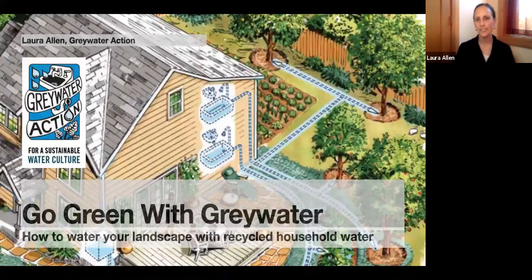So this is an introduction to Greywater, but I also like to call it Going Green with Greywater. We're going to talk about how you can water your landscape with recycled household water. Thank you all for being here. It's really nice to see so many people interested in this topic. It's very timely in the West, in Oregon, all around. We're having droughts and water shortages, and this is something really practical and simple that we can do in our homes, or it can be simple.